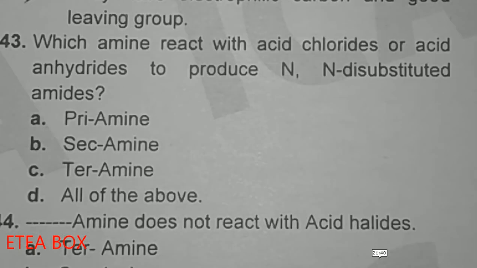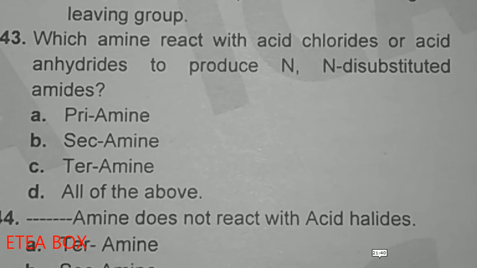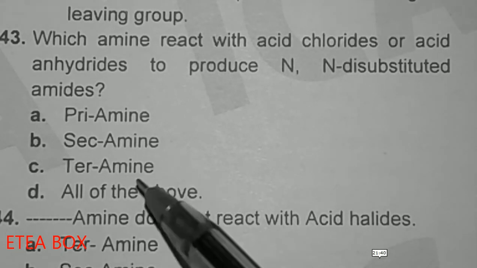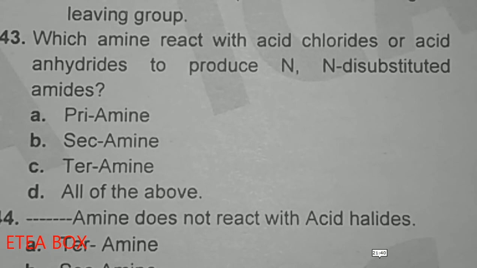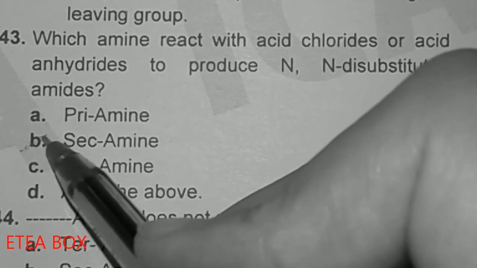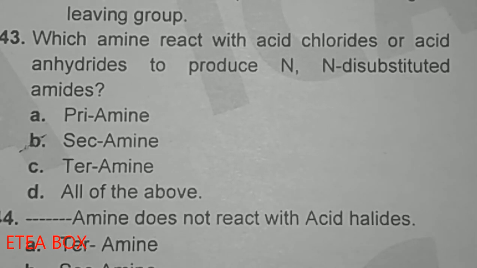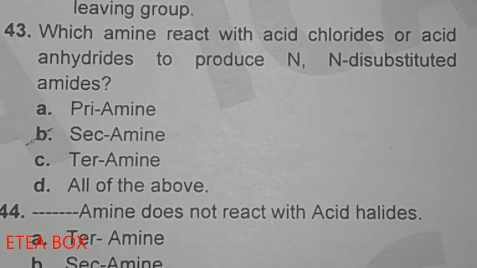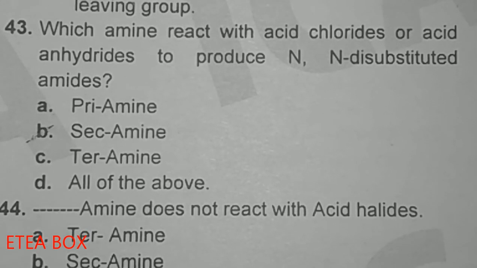Which amine reacts with acid chloride or acid anhydride to produce N,N-disubstituted amide? Primary amine produces N-substituted amide, and the secondary amine produces the N,N-disubstituted amide. So option B is correct. This reaction is given in your book, you can see here on page 214.